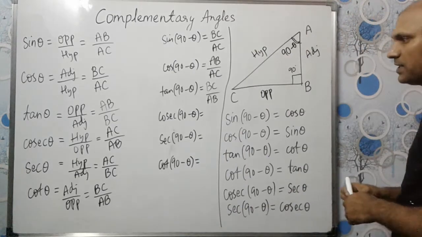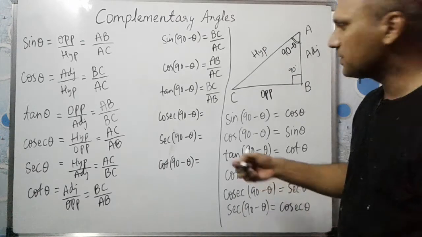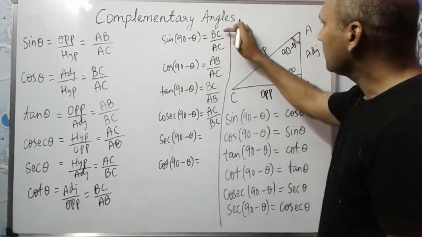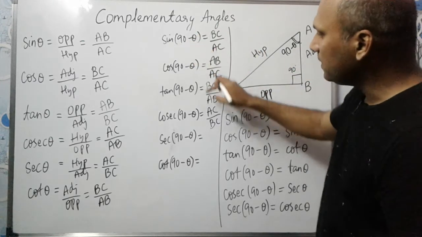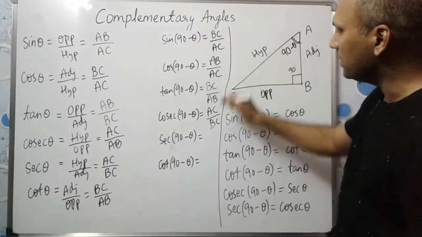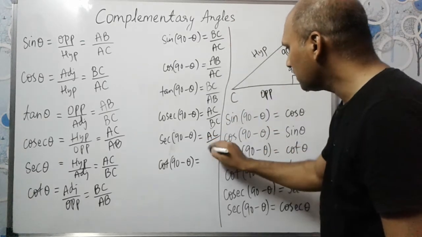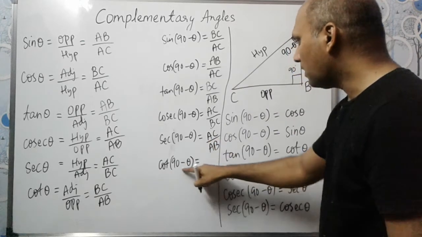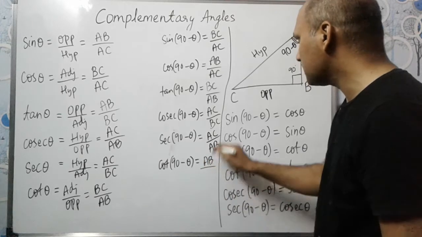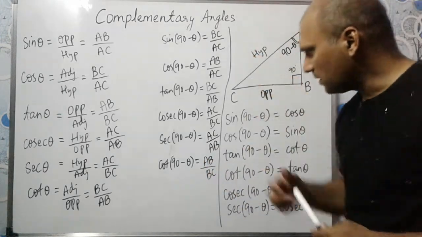Now cosecant, hypotenuse by opposite, or we can write the reciprocal of sine also, right? So this is AC divided by BC. BC divided by AC is sine, so cosecant 90 minus theta will be the reciprocal of this. So AC by BC, secant will be AC divided by AB, and cot 90 minus theta will be the reciprocal of tan 90 minus theta. So this is AB by BC. Okay, let me just check whether this is clear or not.